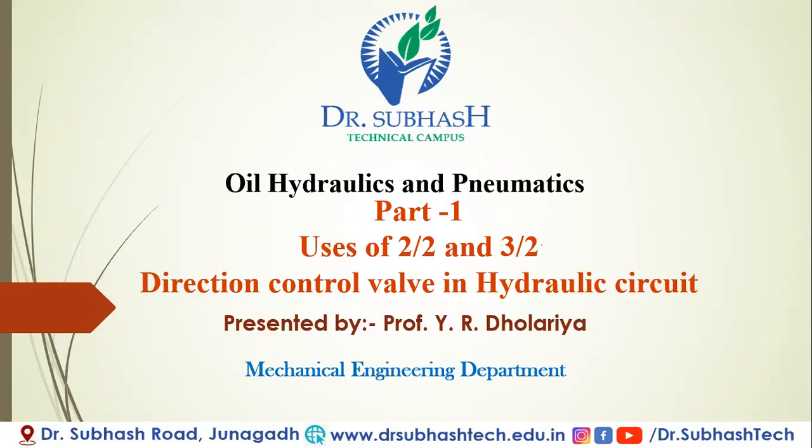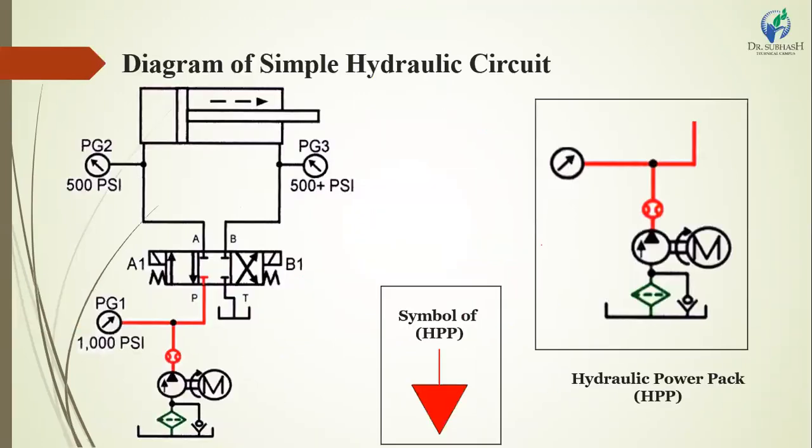In direction control valves, 4 by 2 and 4 by 3 valves are available. This type of valve has a mid position, like open center, closed center, tandem center, regenerative and float center. These are all types of direction control valves. Here we will study 2 by 2 and 3 by 2 direction control valves used in a hydraulic circuit. First, let us study what a hydraulic circuit is.